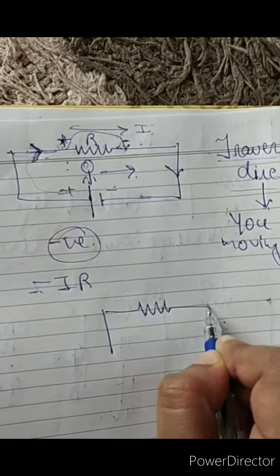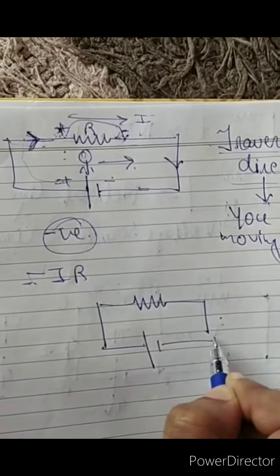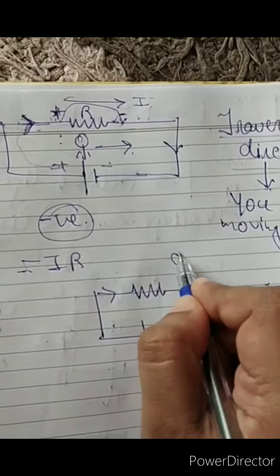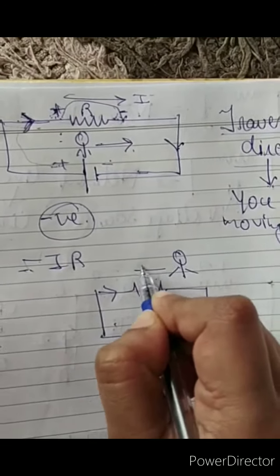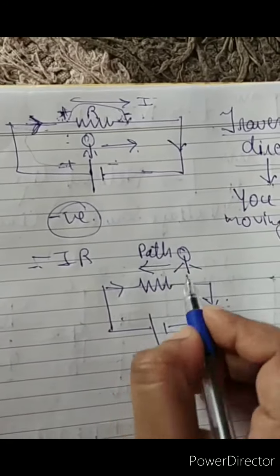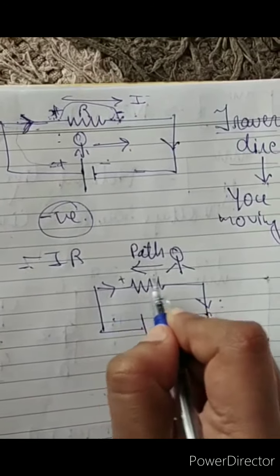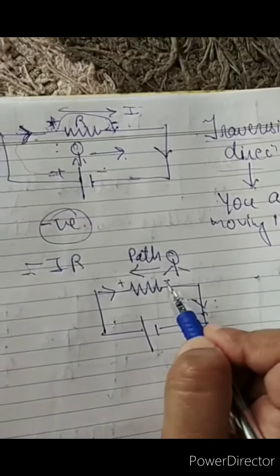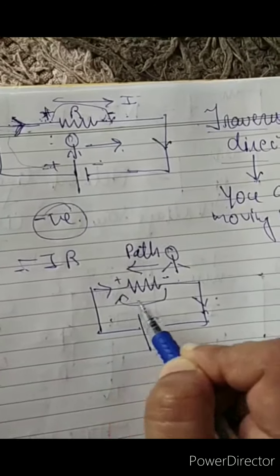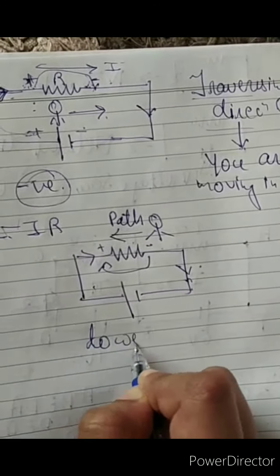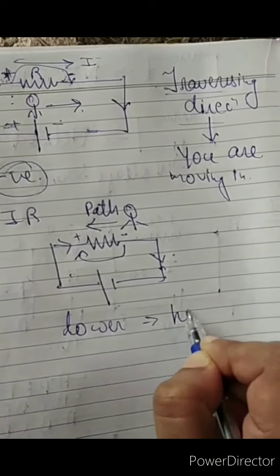And by chance, if this is the same circuit, of course current will go from plus to minus, in this direction. But now you are traversing in this direction, your path is in this direction. Now your traversing direction is from minus to plus, so you are going from lower towards the higher potential.